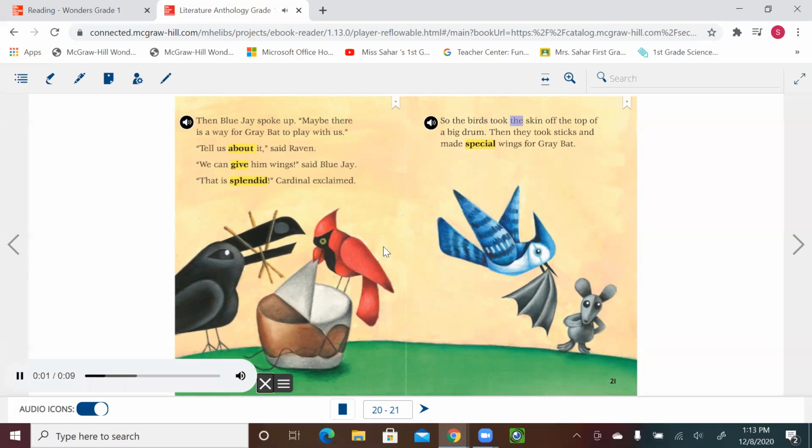So the birds took the skin off the top of a big drum. Then they took sticks and made special wings for Gray Bat.